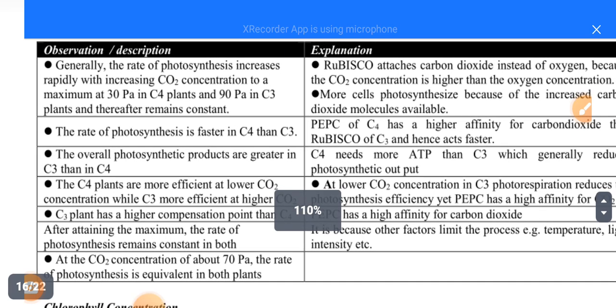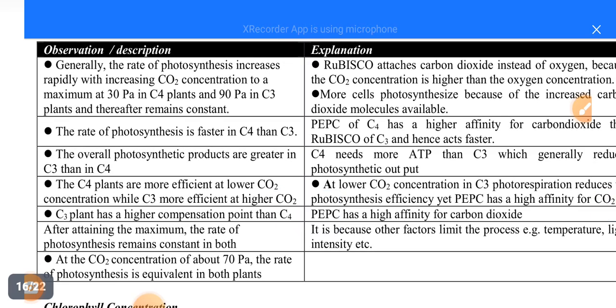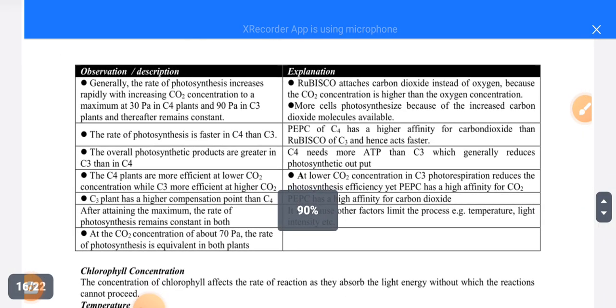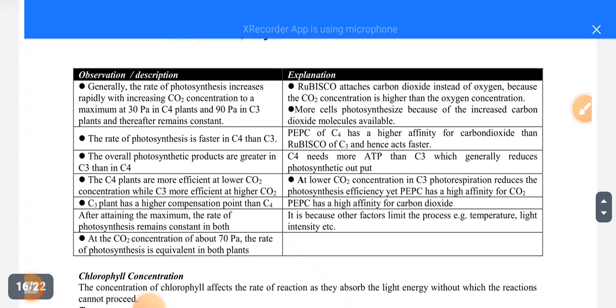So now what you do, you can pause this video a bit. You write those observations, the descriptions and the explanations. So allow me to end here. I have completed looking at the effect of carbon dioxide as the limiting factor.